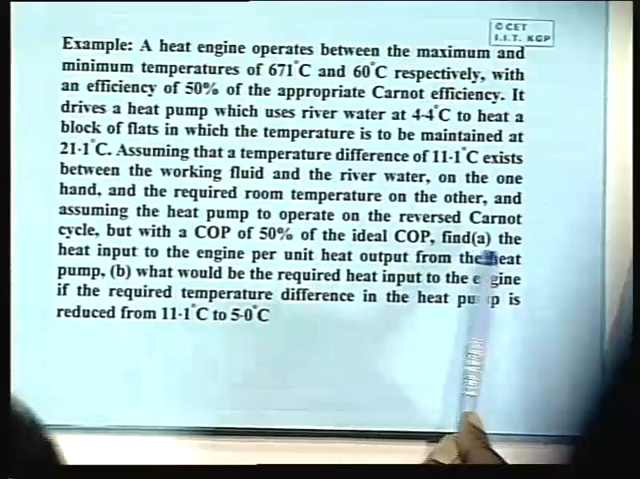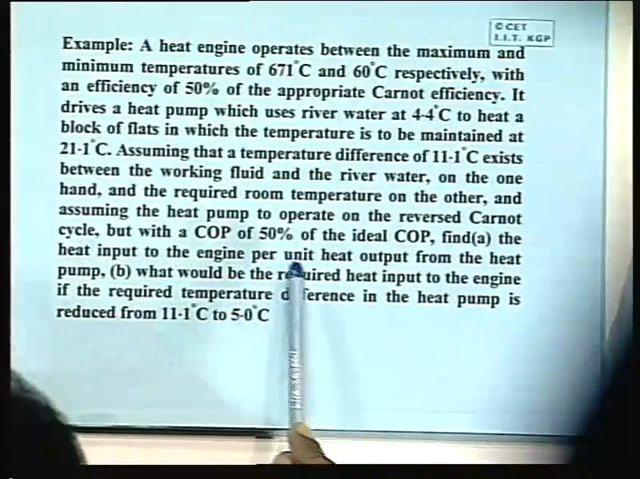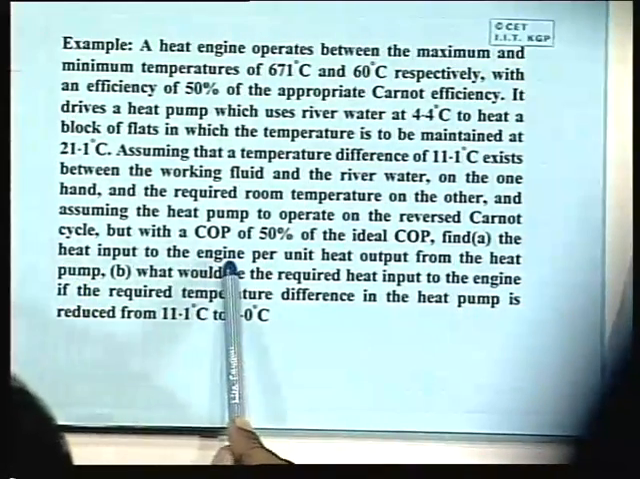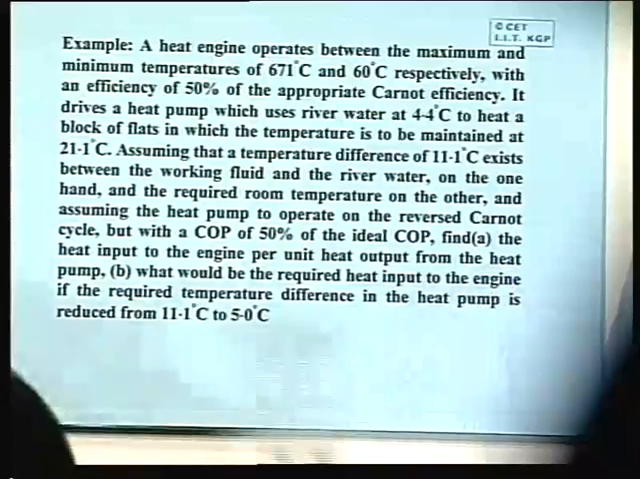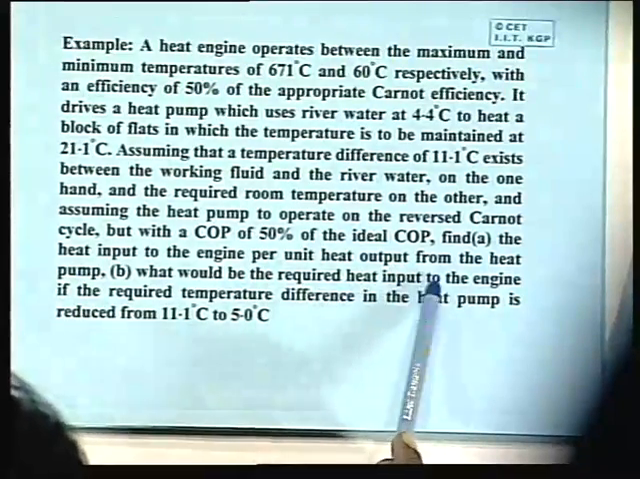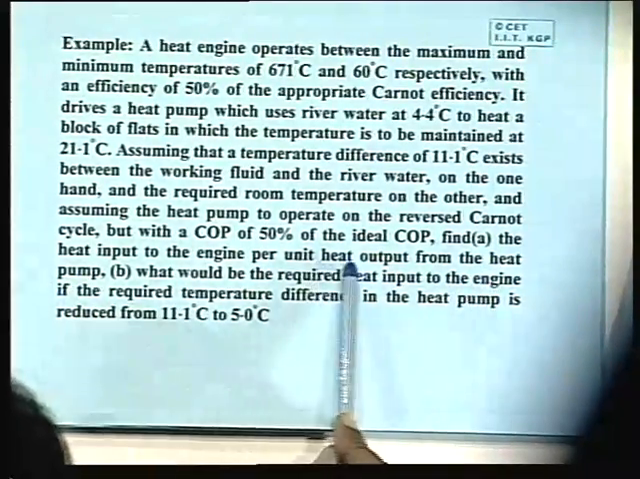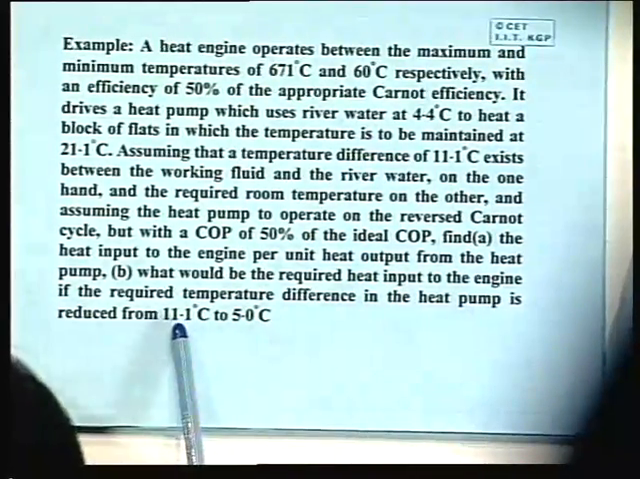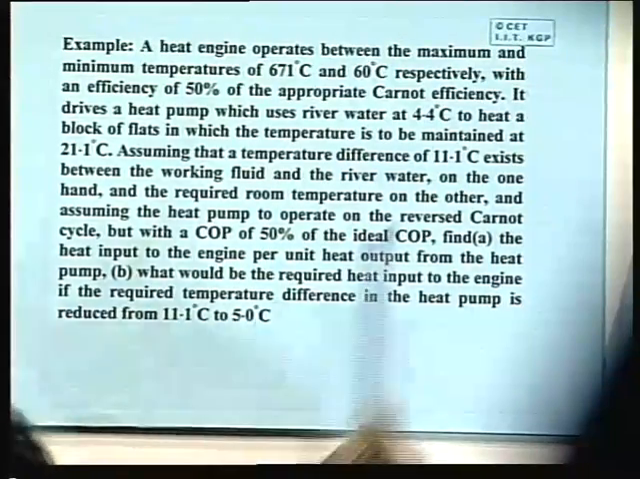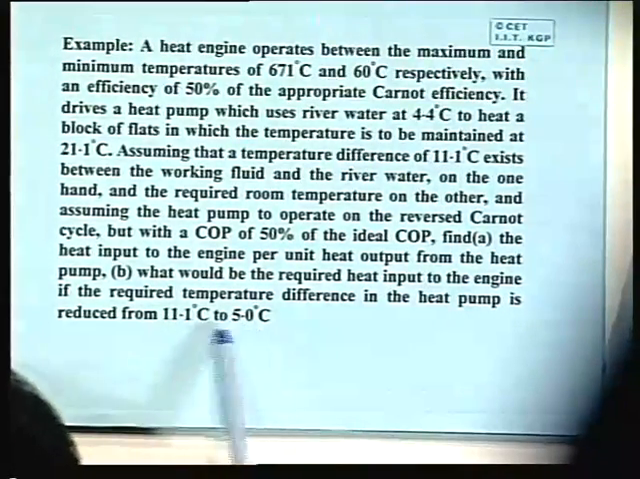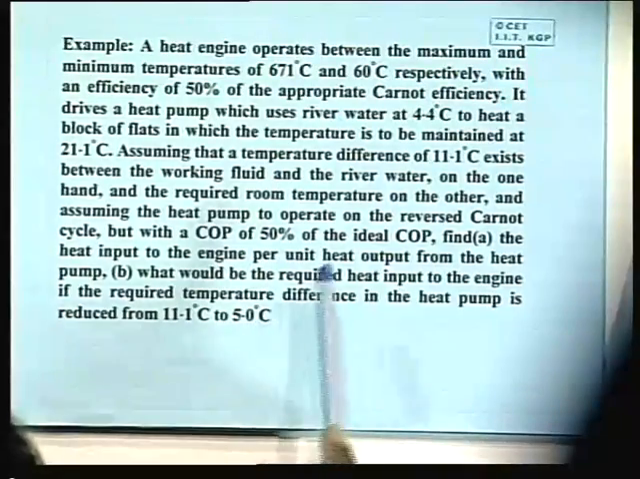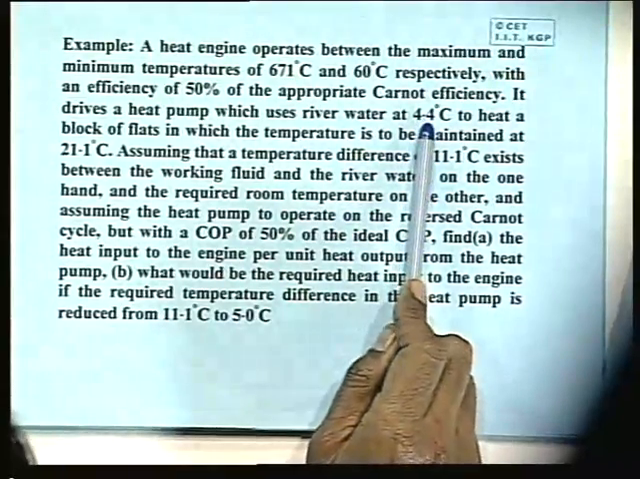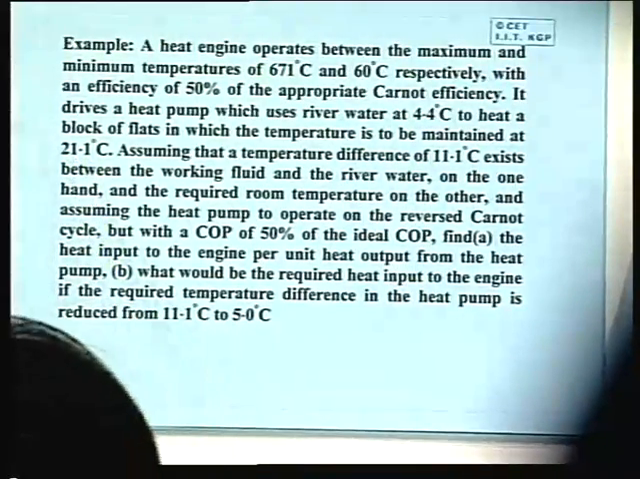So the COP of this heat pump is 50% of the ideal COP. If this be the case, we have to find out the heat input to the engine per unit heat output from the heat pump. And what would be the required heat input to the engine per unit heat output, if the required temperature difference in the heat pump is reduced from 11.1 degrees Celsius to 5 degrees? That means this is the difference in temperature on both sides between the working fluid and both the reservoirs at 4.4 degrees Celsius and 21.1 degrees Celsius. So this is the problem.